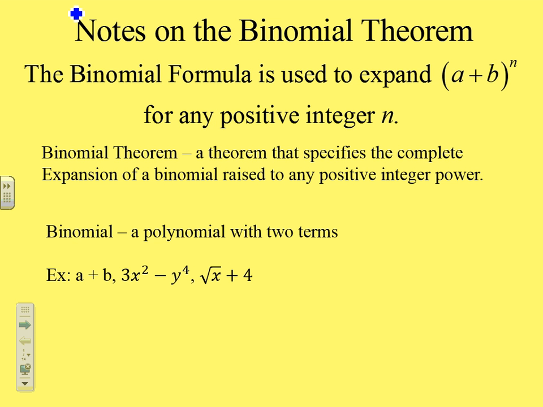And for the purposes of our discussion, we'll accept a binomial as simply a polynomial that has two terms. So a plus b is a binomial. 3x squared minus y to the fourth is a binomial. And square root of x plus 4 is a binomial.